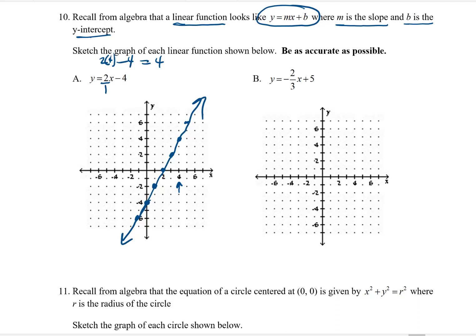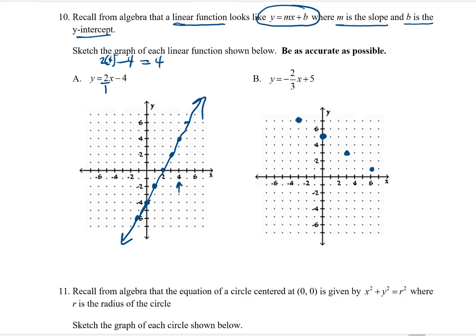Let's apply the same principles here in letter B. The y-intercept this time is 5, positive 5. The slope is negative 2/3. Now you can either think of the negative as belonging to the top or the bottom. If I include it as part of the top, it would mean go down 2 and then right 3. And again, I can keep doing that. Down 2, right 3. Or I could have applied it to the bottom and gone up 2 and left 3. And that would have taken me to this point.